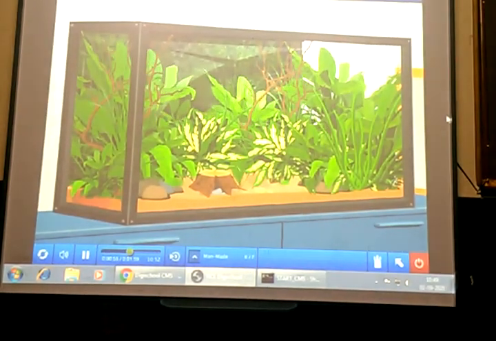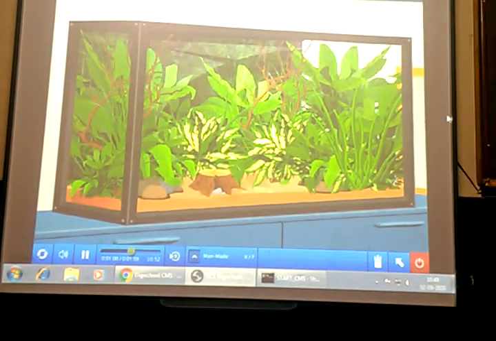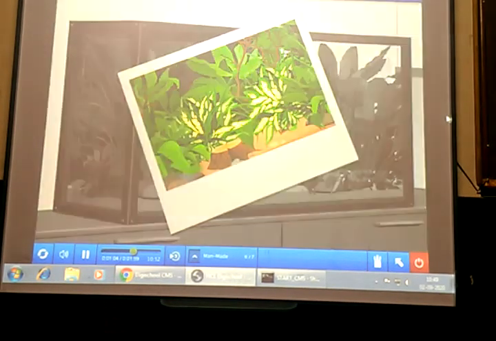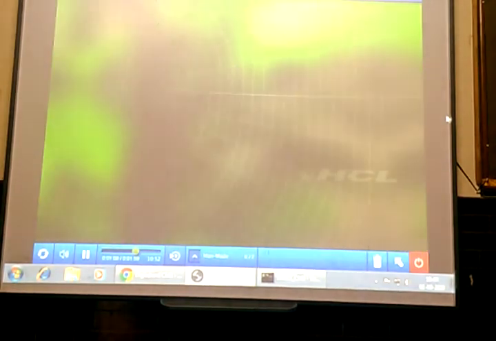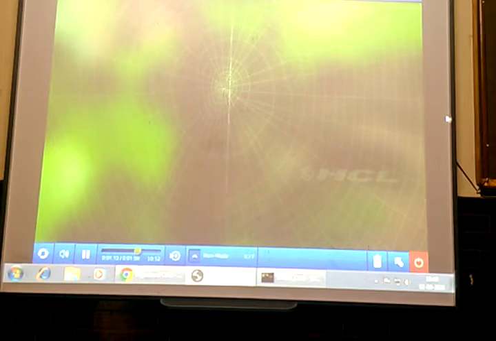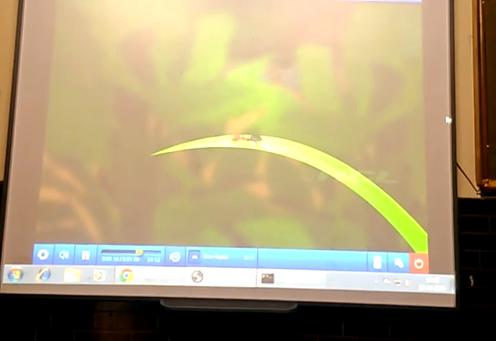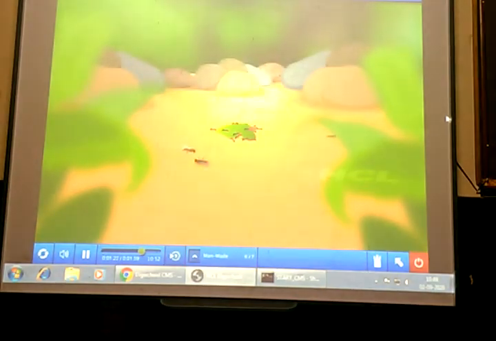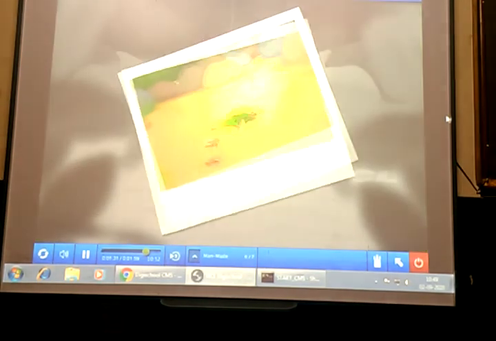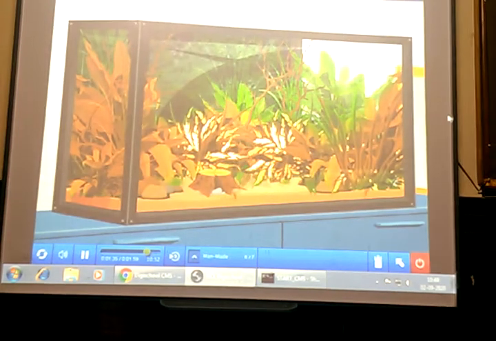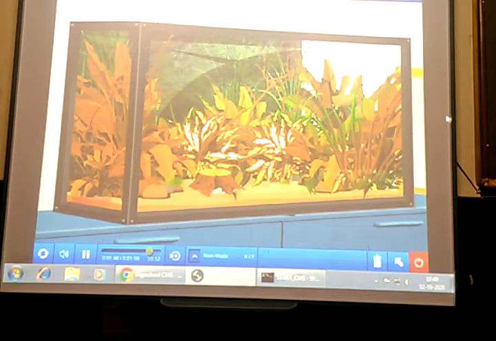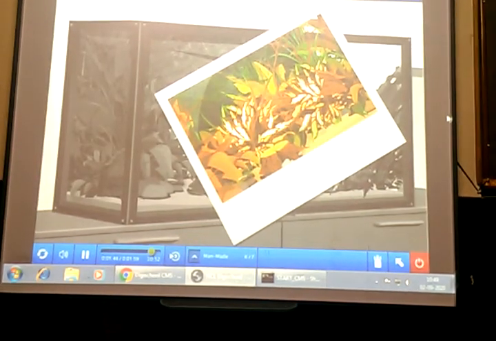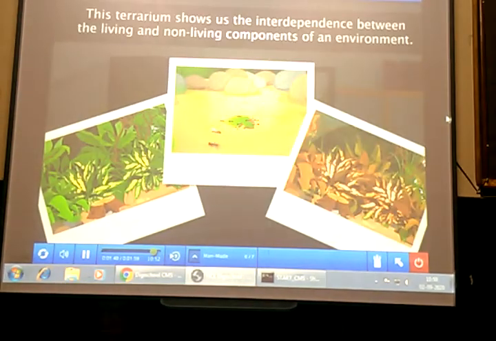If the plants grow too big, they might crowd out the other organisms inside the container. If the number of ants increase very fast, the other organisms inside the terrarium might be deprived of food. Removing the soil would also affect the plants and other organisms. This ecosystem is small, but it shows us the interdependence between the living and non-living components of an environment.